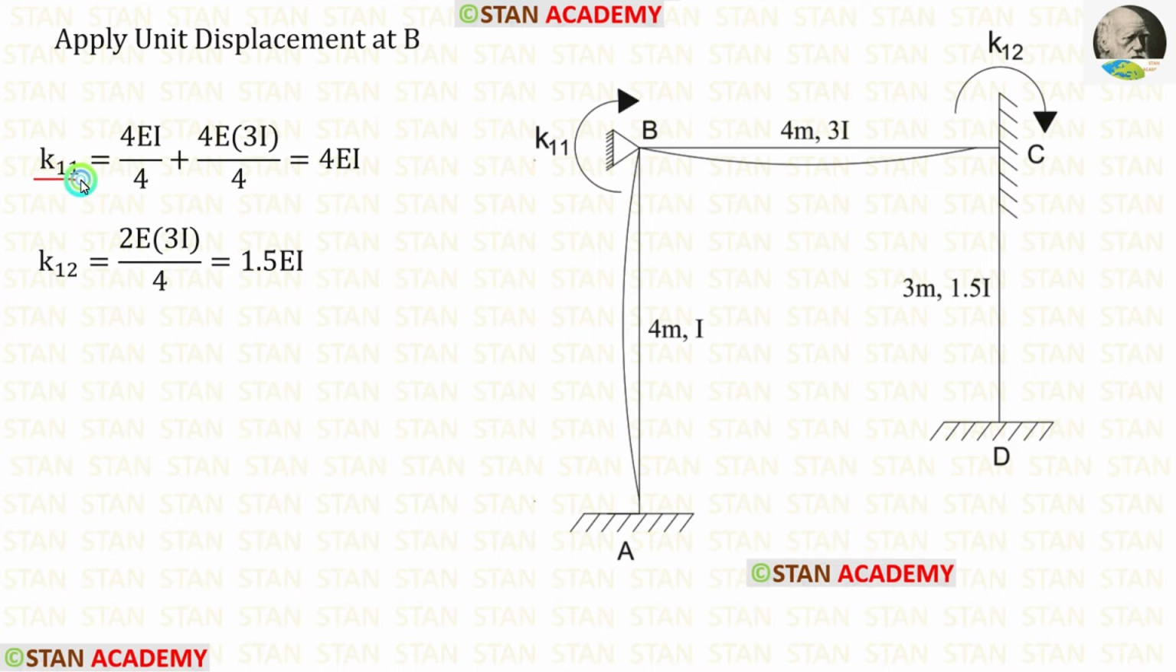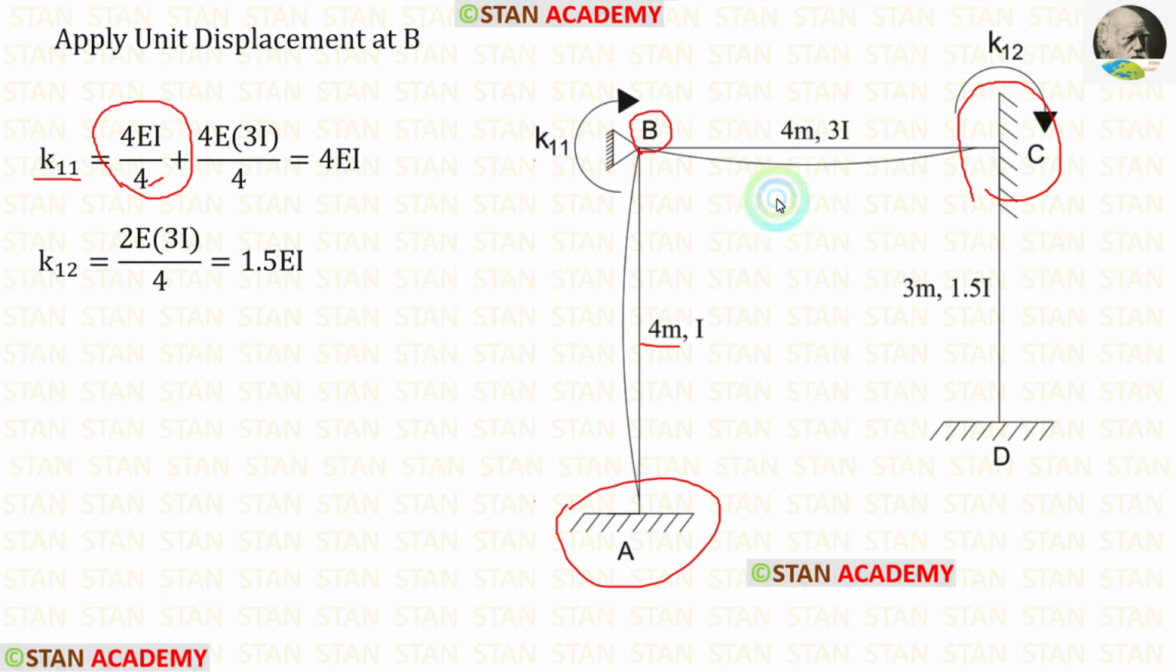Let us find K11. For that, from the point B, we have to look at the other ends. First, let us look at the end A. In the point A, there is a fixed support. If the far end is fixed, the formula is 4EI upon L. Length of BA is 4. Let us apply that. Now let us look at the other end C. In the point C also there is a fixed support. So we have to apply the same formula 4EI upon L. Length of BC is 4.